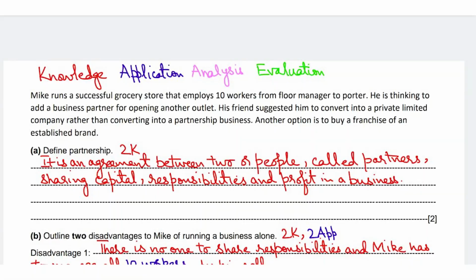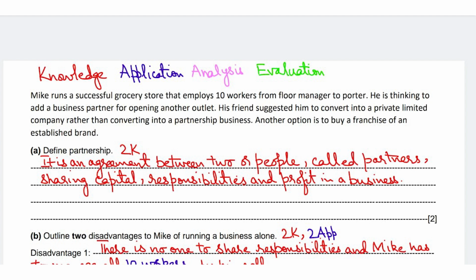Now, the second question, it is based on chapter number 4. Now, let me read the information. Again, red is for knowledge, blue is for application, pink is for analysis, and green is for evaluation. Now, Mike runs a successful grocery store that employs 10 workers from floor manager to porter. He is thinking to add a business partner for opening another outlet. His friends suggested him to convert into a private limited company rather than converting into a partnership business. Another option is to buy a franchise of an established brand.